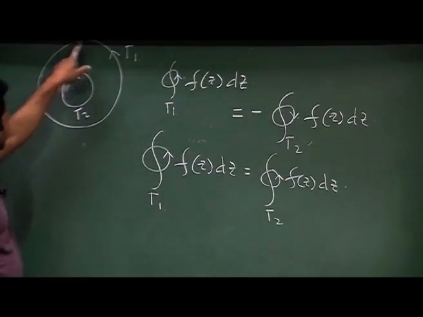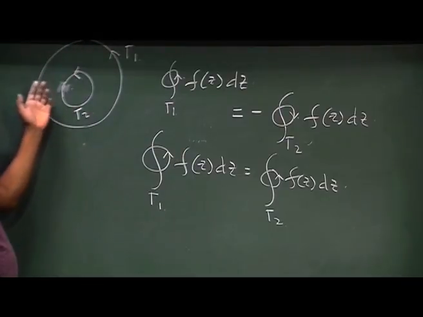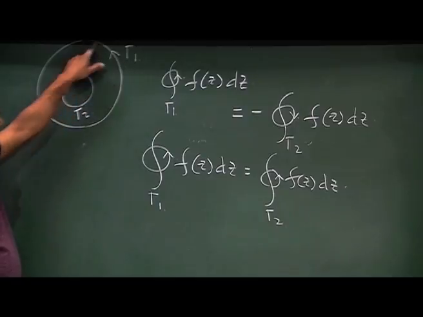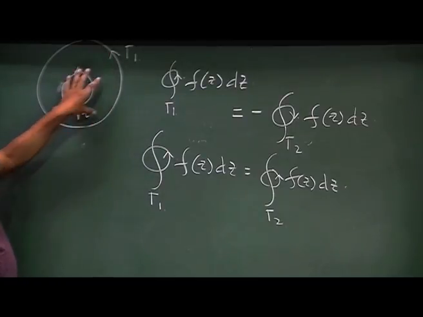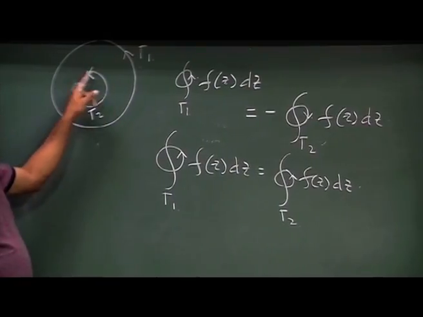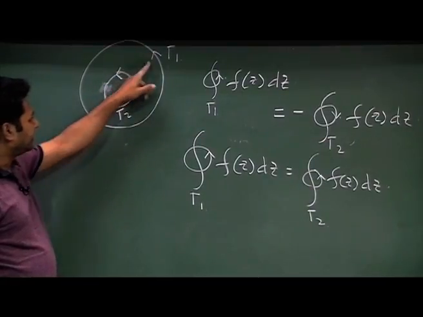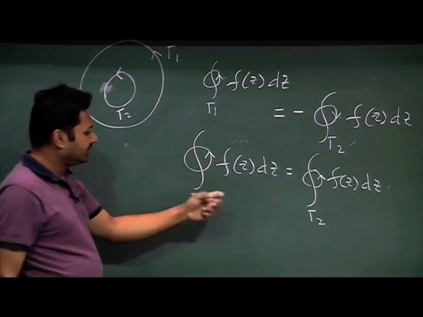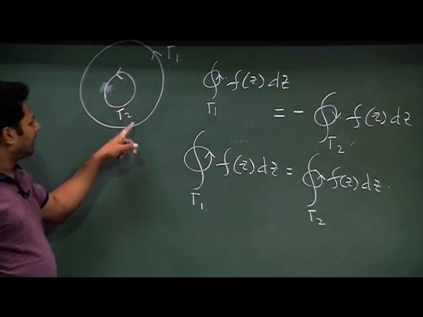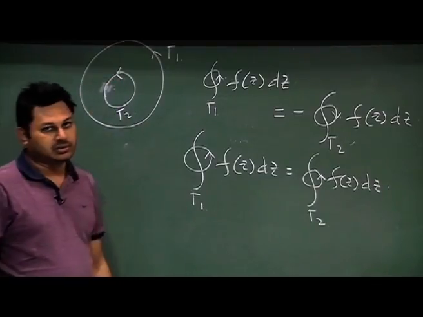That means, if I have a region where my function is analytic, whatever integration I have for this closed region gamma 1, the same value of the integration I should have if I put another circle inside that with gamma 2 notation. The direction is same. So, I will just replicate these things. Gamma 1 is a bigger closed curve, gamma 2 is a smaller closed curve. So, the value of the integration will be the same for both cases.